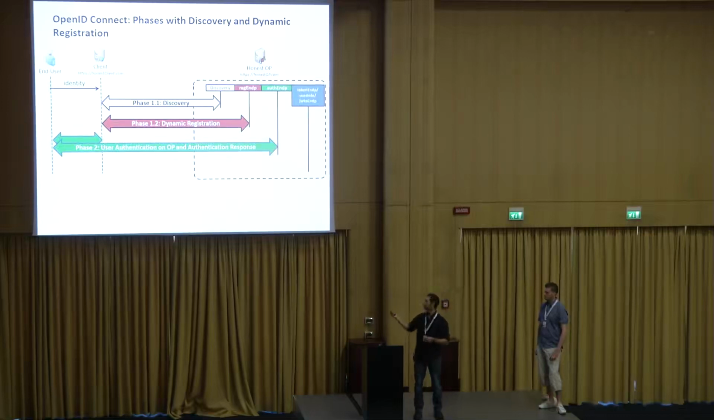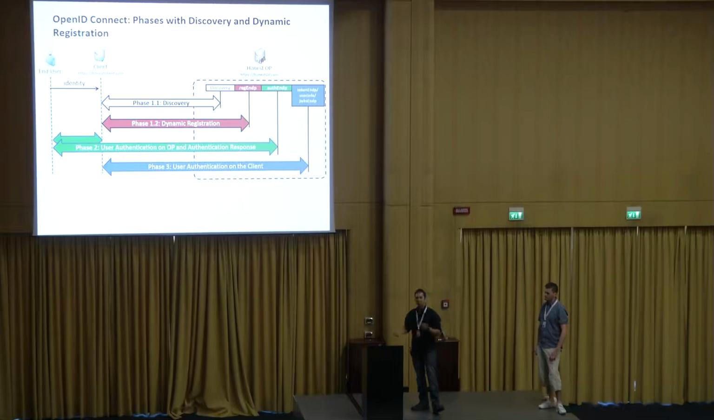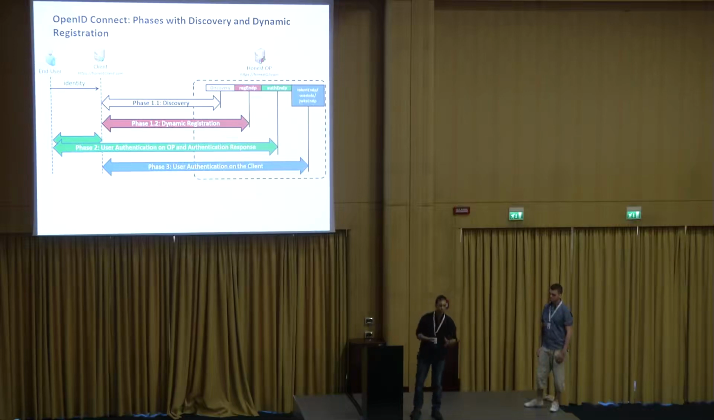In this phase, the user will be redirected to Google, and usually you get a pop-up window prompting for authentication on Google with username and password. And in phase 3, the user authenticates on the client. Till now, most security researchers concentrated on phase 2 and phase 3 because these phases are the most critical. The authentication token is exchanged.